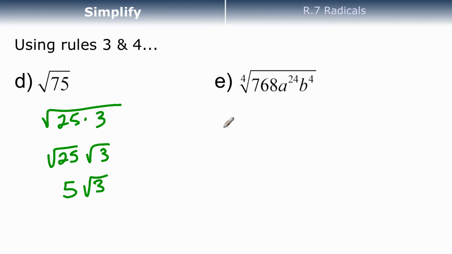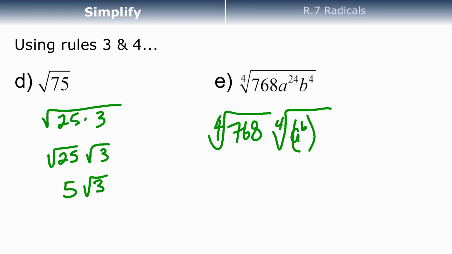Using a similar rule here, the 4th root of 768 times the 4th root of a to the 6th, to the 4th. See how I got, so those were the same. And then the 4th root of b to the 4th. We'll do the easy stuff first. These cancel, leaving me with a b. These cancel, leaving me with an a to the 6th. And now 768.